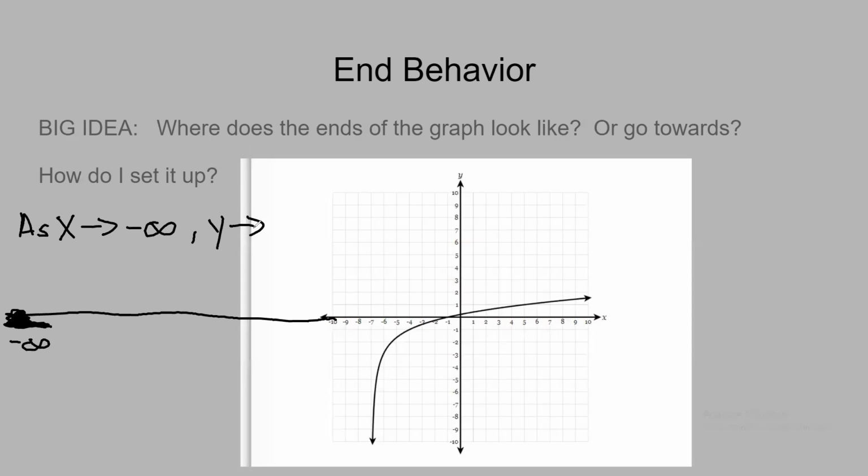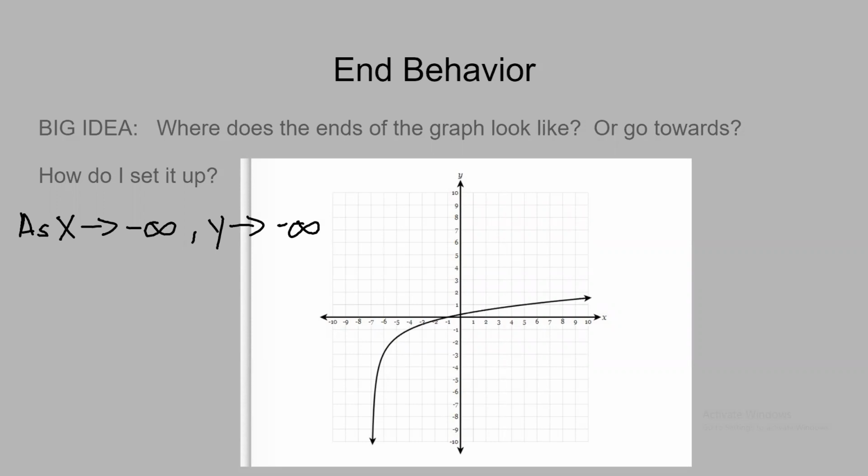Y approaches what? Where does y end up? Because this graph here, it goes on down all the way forever, right? You guys see that? It's gonna shoot down and go down forever, correct? So y will approach negative infinity as well. Okay, that's end behavior.